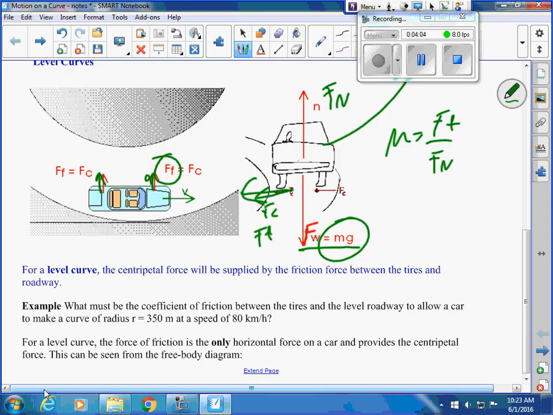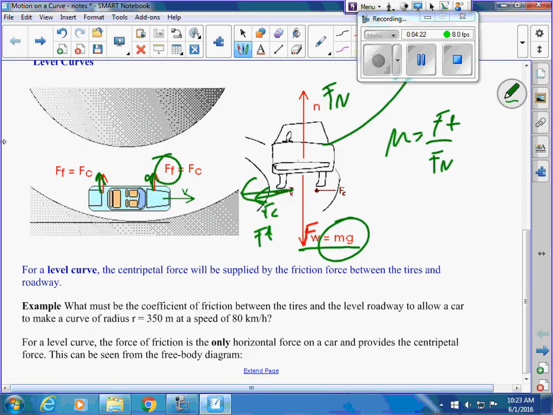For a level curve, the force of friction is the only horizontal force on a car and provides the centripetal force. This can be seen from the free body diagram, this one up top here.